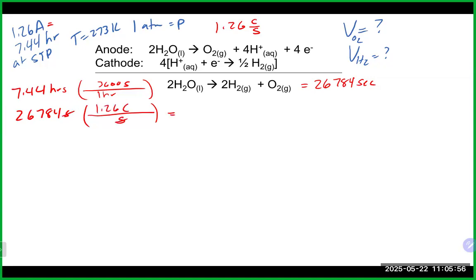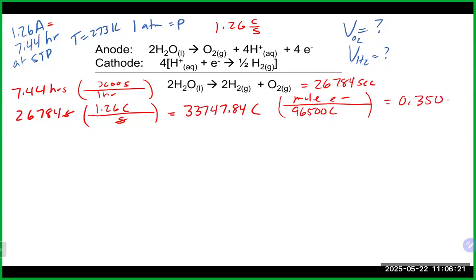Those guys are going to cancel, and that will get us here. Looks like 33,747.84 coulombs. This is where we're going to use Faraday's constant to get us into moles of electrons. So we're going to divide by it, and that will get us to our moles of electrons. And in this case, it looks like 0.350 moles of electrons.